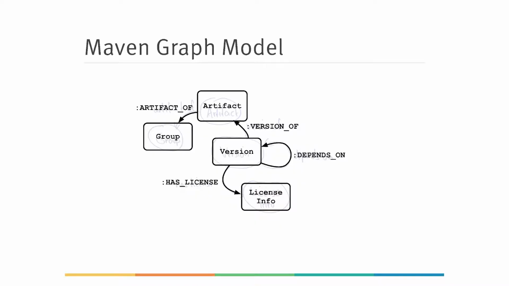Yes, and one great thing with graph databases is that if we transform this conceptual model into a physical model, this is very easy. It's nearly exactly the same. So this is our physical database model as it looks like in Neo4j. So here you see the labels for the nodes. We have group, artifact, version, and license info, and the labels of the relations we need to represent between these nodes. It's a little bit simplified, but it's the core of the real model.